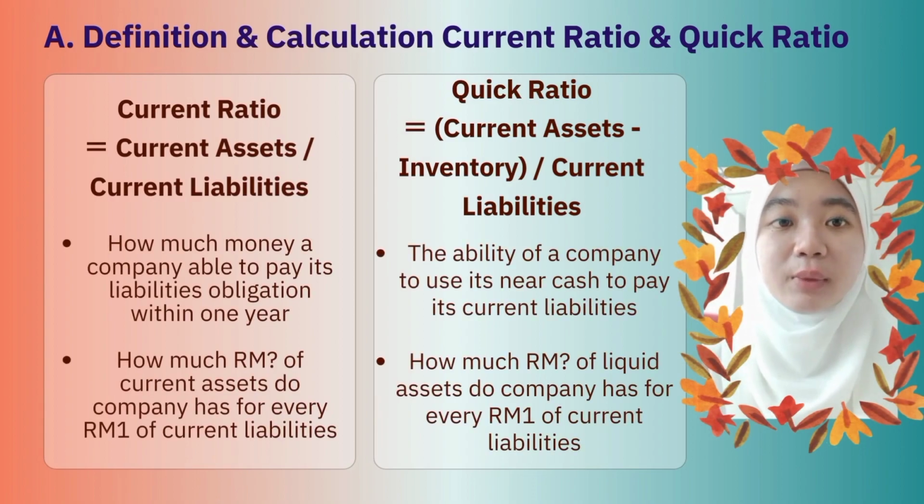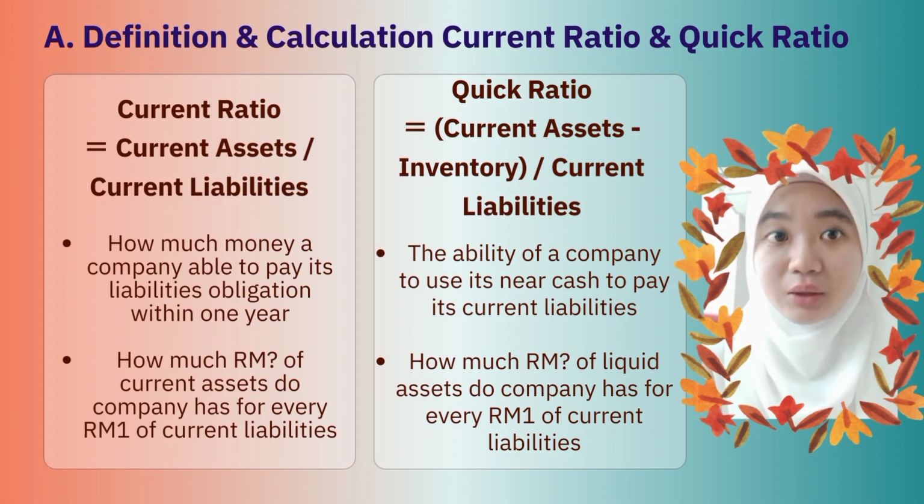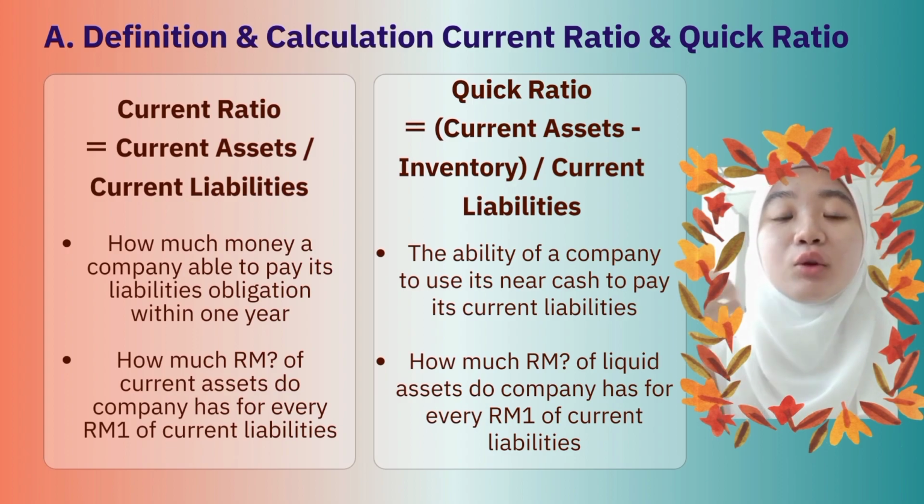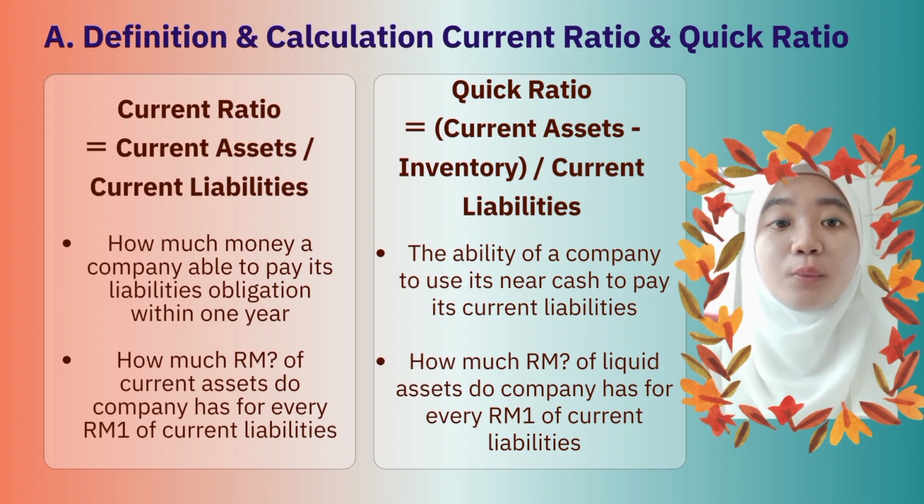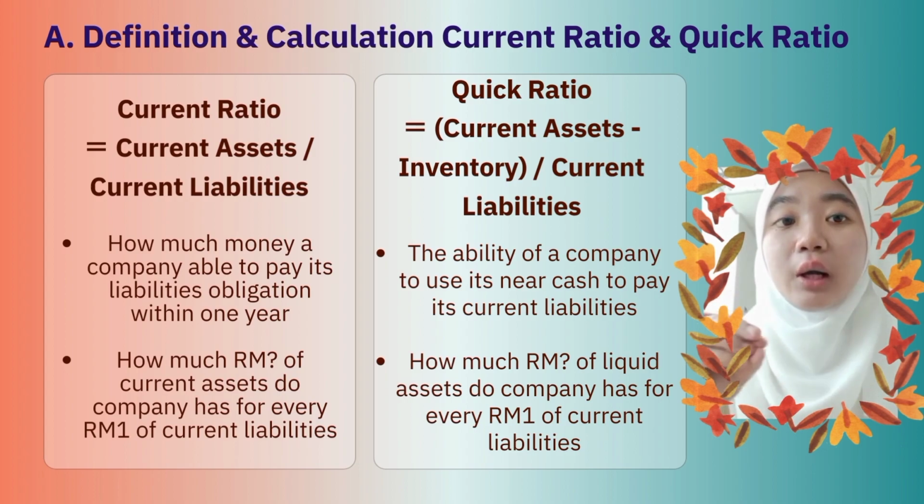Okay, so now I will explain the current ratio. In order to find the current ratio, we need to find the current assets first, and then divide it by the current liabilities. So what does it mean? The current ratio measures the ability of a company to pay its current liabilities, which is the short-term obligation within 1 year, by using its current assets.